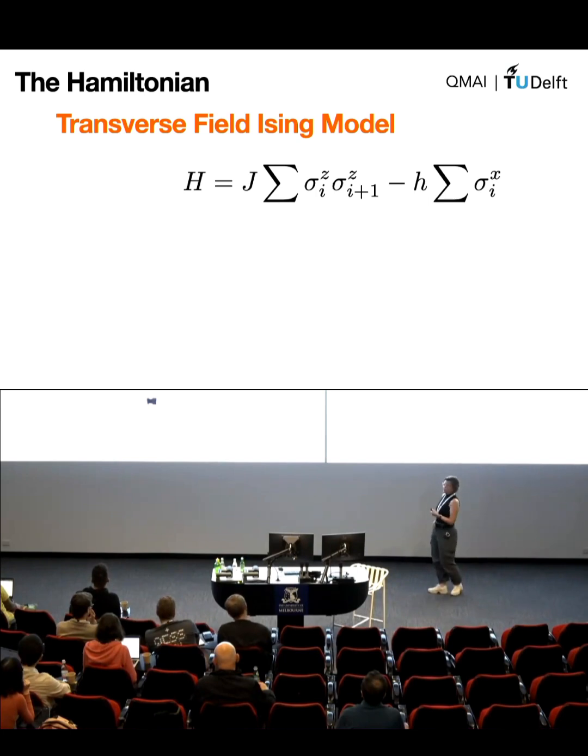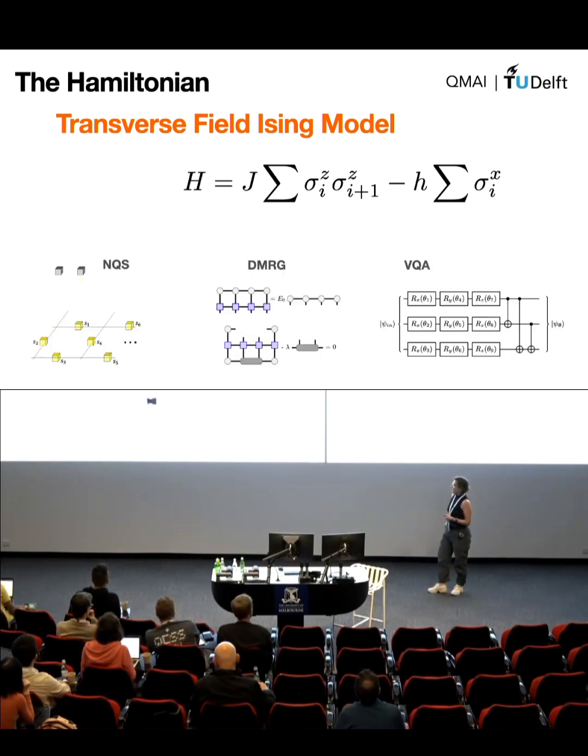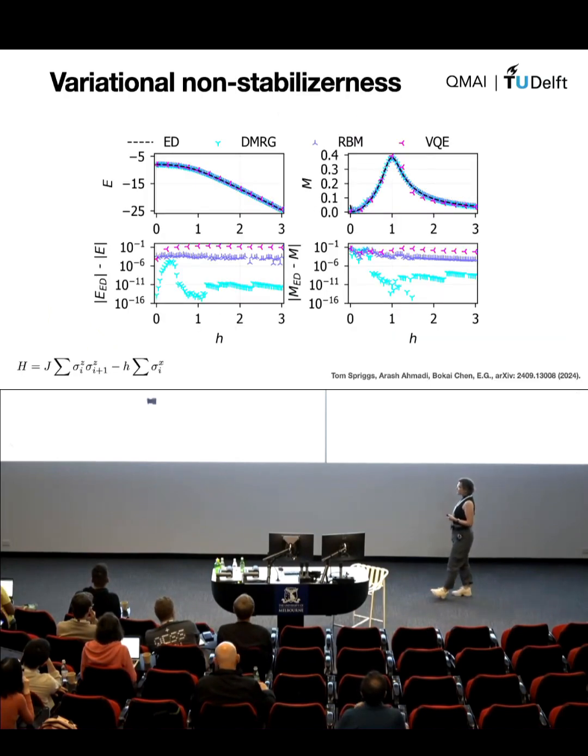So let's take a concrete example where we do it. We take a transverse field Ising model. We again saw it in the morning. It's the simplest example of a quantum Ising model. I have a nearest neighbor hopping term, and I have some transverse field. And then I am gonna diagonalize this Hamiltonian using 3 different variational methods: neural network quantum states, DMRG, and variational quantum eigensolver. And then what Arash and Tom got when they did that is a plot like this.